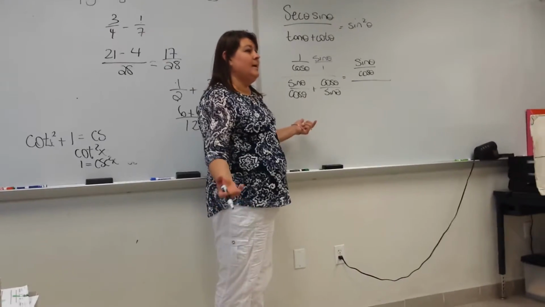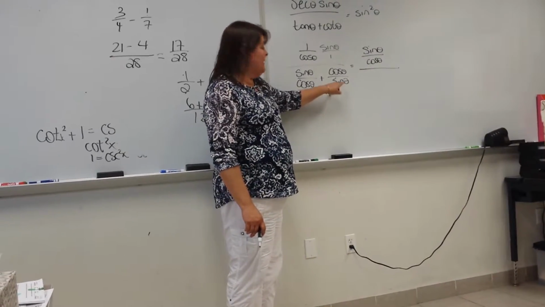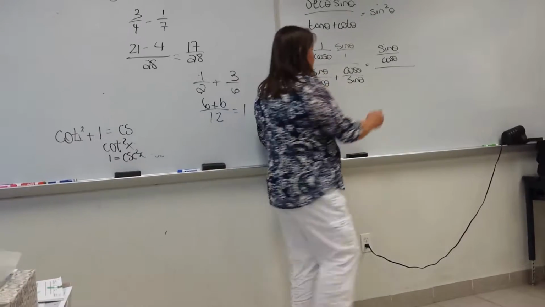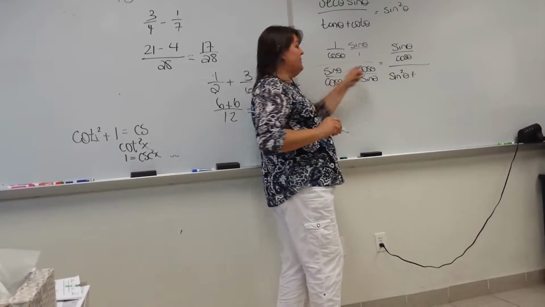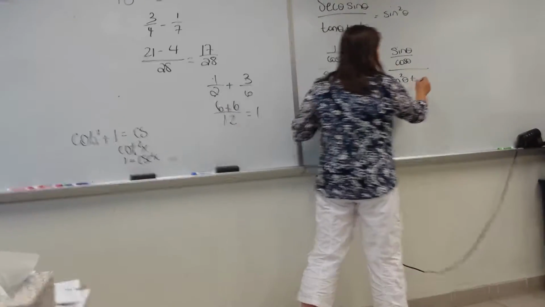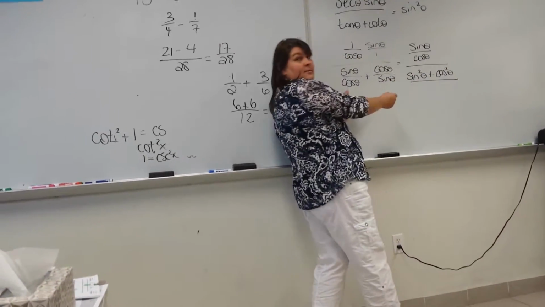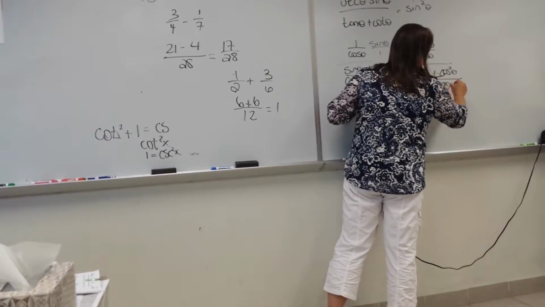So how would I do it my way? Sine squared plus cosine squared all over cosine times sine. It's that easy. This times this is sine squared, right? And then this times this is cosine squared. And then I have the two bottoms multiplied. I don't care which order you put it in, just get it up there.